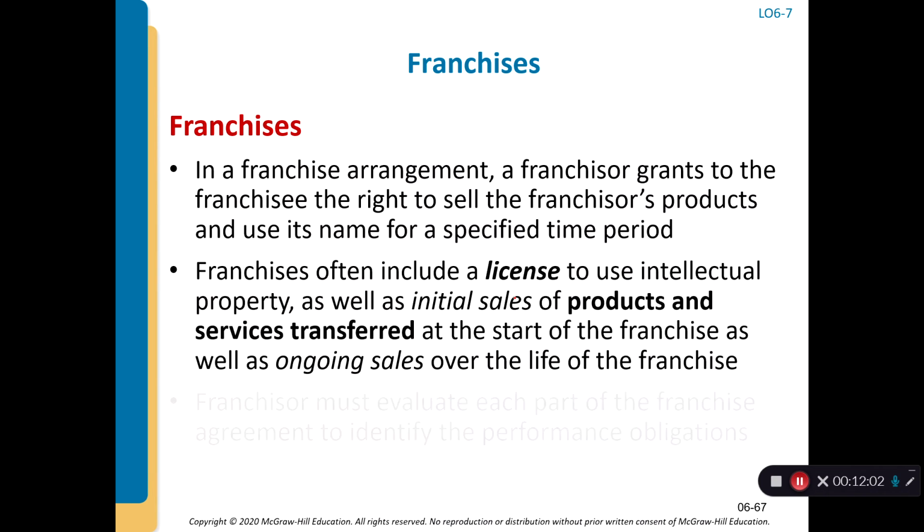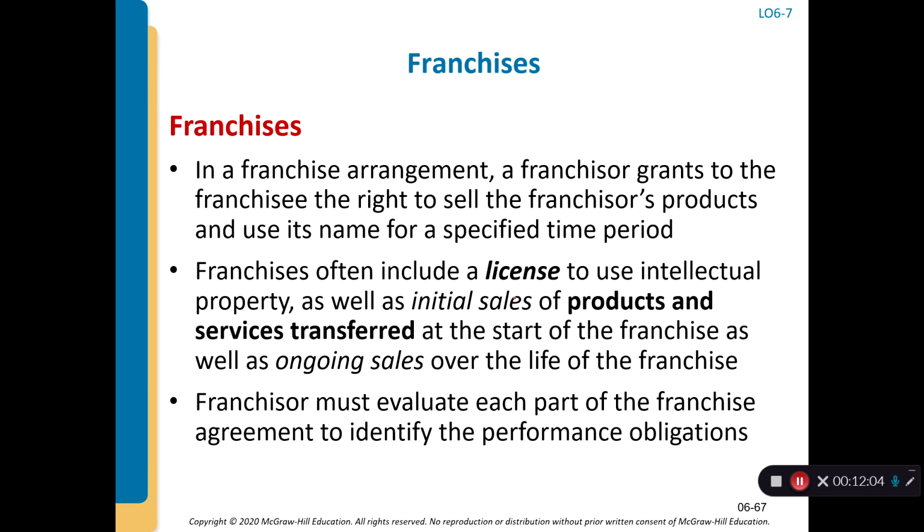Okay, franchise, we kind of mentioned a little bit. What is a franchise? A franchise is an arrangement in which the franchisor grants the franchisee the right to sell the franchisor's products and use its name for a specific period of time. So in other words, let's use the McDonald's example. Say I wanted to open a McDonald's on Market Street, okay? In order to access the brand name, I have to pay McDonald's Corporation franchise fees, right?